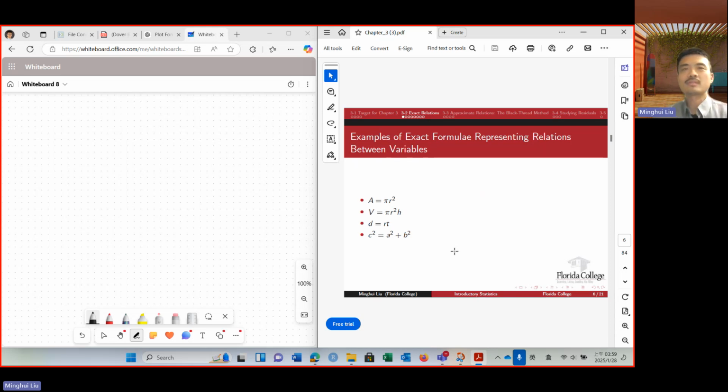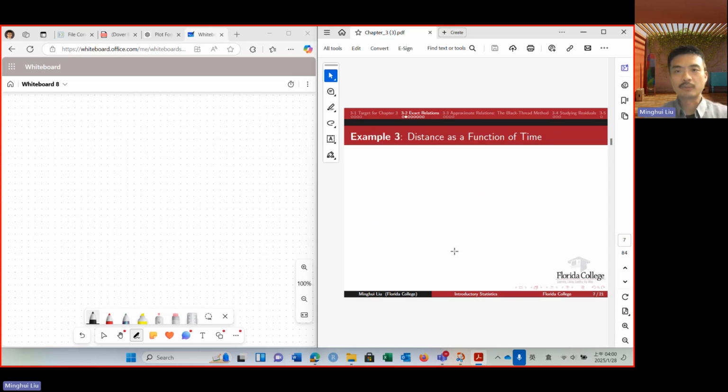And what would be something that's not exact? For example, if I say, hey, the value of pi is approximately 3.14, that's a true statement. However, this does not represent an exact formula. This is not an exact relation because the value of pi has infinitely many digits. It's not exactly 3.14, it's approximately 3.14. So that wouldn't be an exact formula.